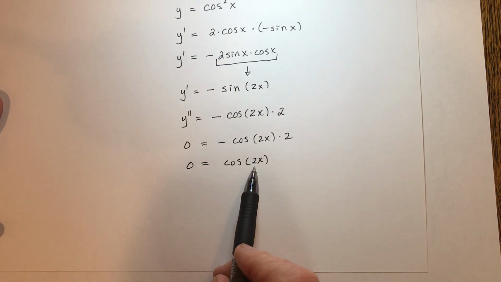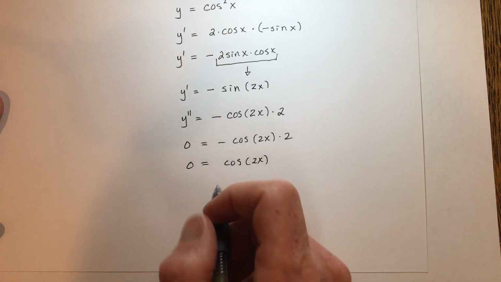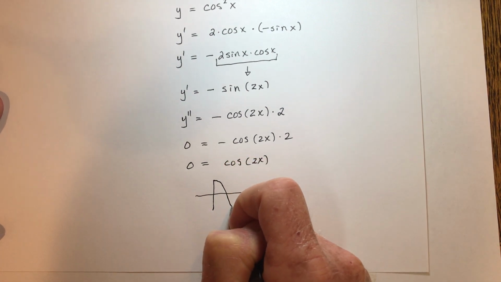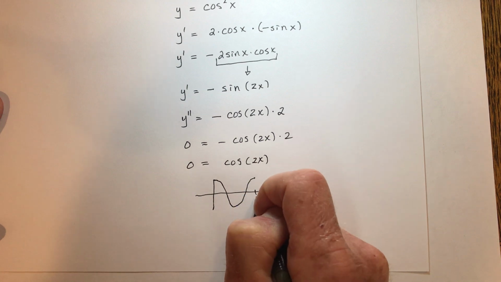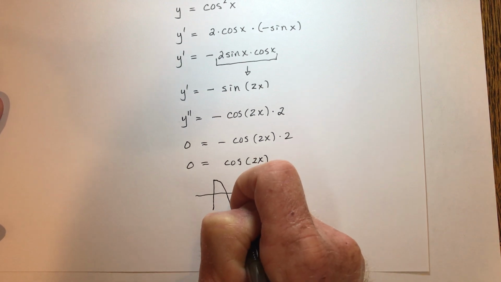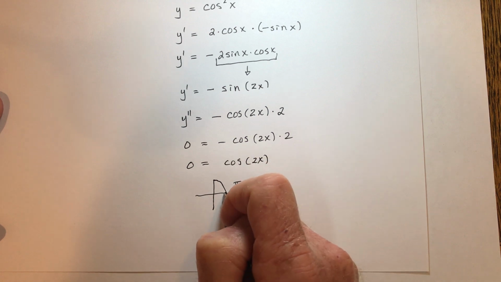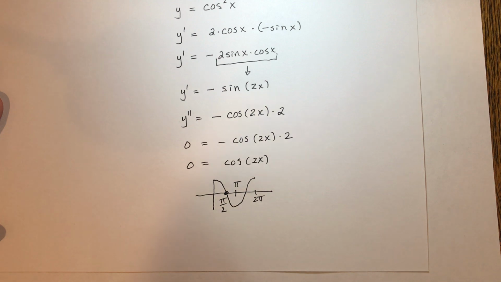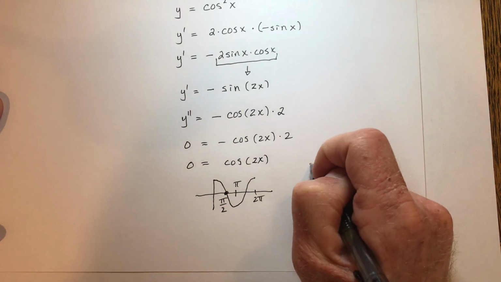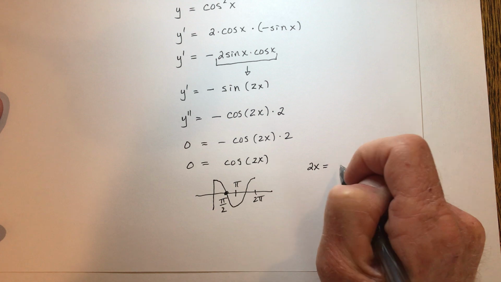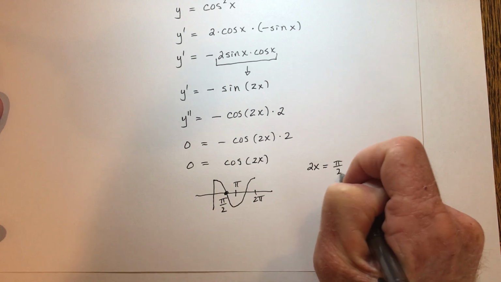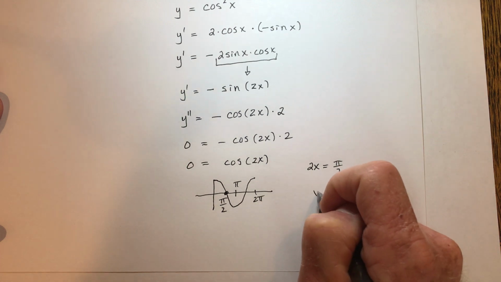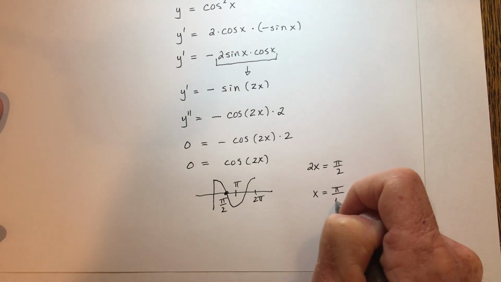So again, for the moment, just ignore the 2x part. It's basically saying, when does cosine equal 0? So cosine looks like this from 0 to 2 pi, which means right here in the middle is pi. And right here is pi over 2. So that would mean that 2x is equal to pi over 2. And then divide both sides by 2, and it's going to be pi over 4.